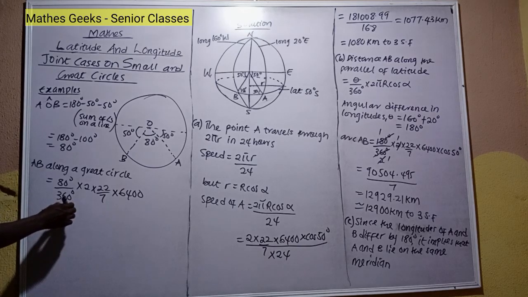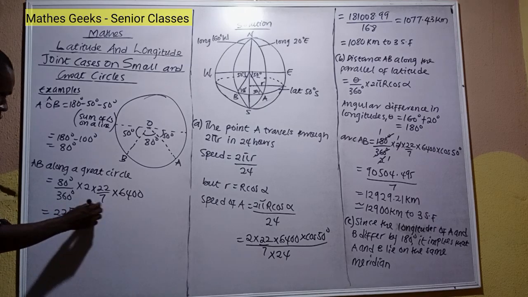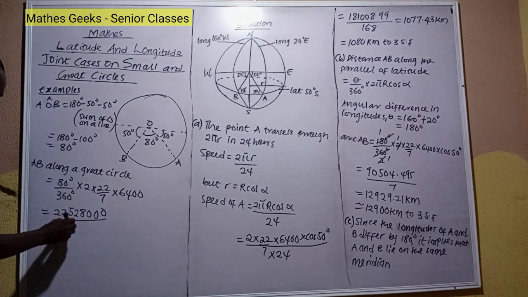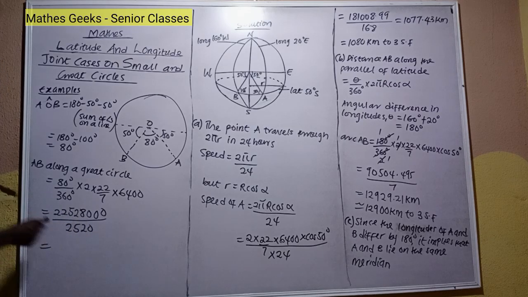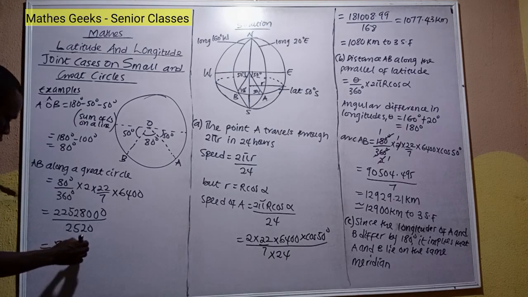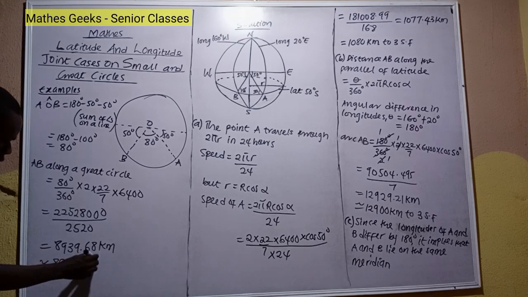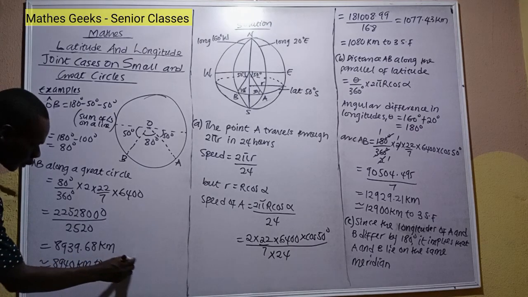2528000 divided by 252,0 is 8929.68 kilometers. To three significant figures, the answer is 8940 kilometers.